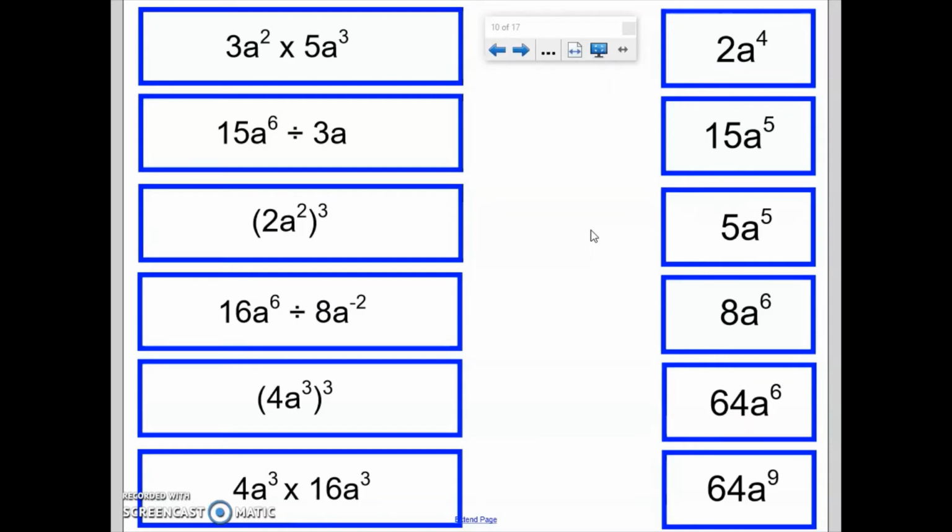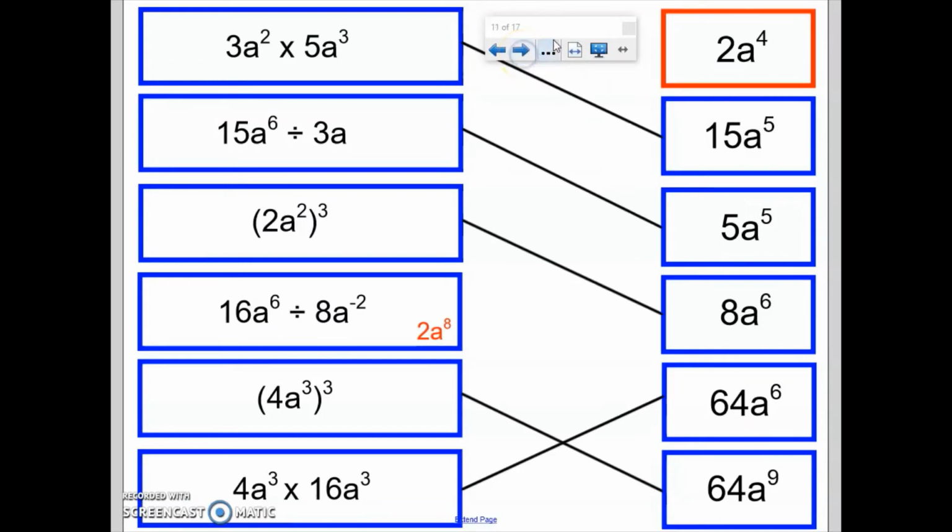Okay, welcome back. I'll just go ahead and show you my pairings. Looking something like that. So the question that was the odd one out is this question here. You can see that if I did 16 divided by 8, I would get 2. A to the power of 6 divided by a to the power of negative 2 would become 6 take away negative 2. So again, those 2 negatives make a plus, which would take me up to 2a to the power of 8 and not 2a to the power of 4.